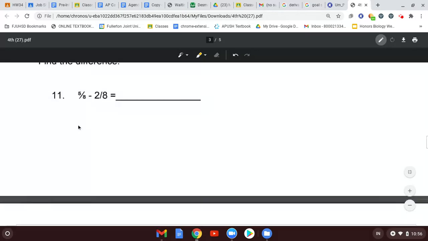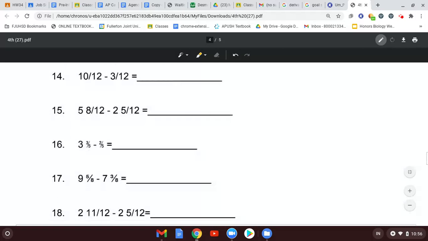Okay, differences. I'll just do one problem with you and then go to the next ones. So 3 3/5 minus 2/5. Okay, we have to subtract, so we have to subtract the whole numbers. So that's 3, and the whole number for 2/5 is just 0. So 3 minus 0 is just 3, right? And then 3/5 minus 2/5 is 1/5.